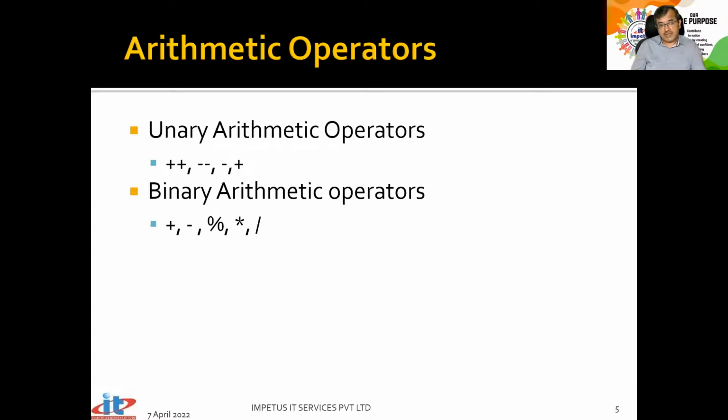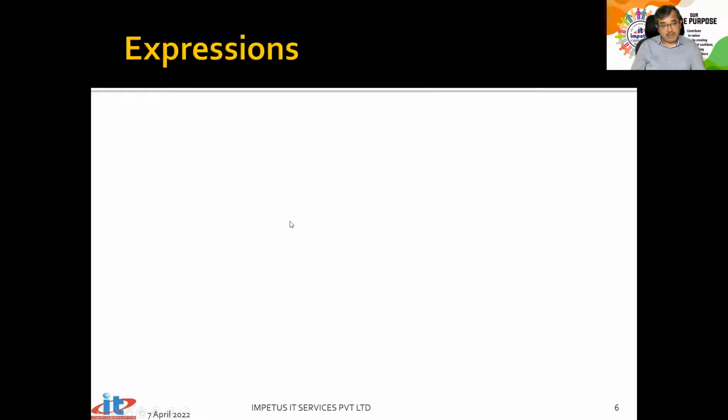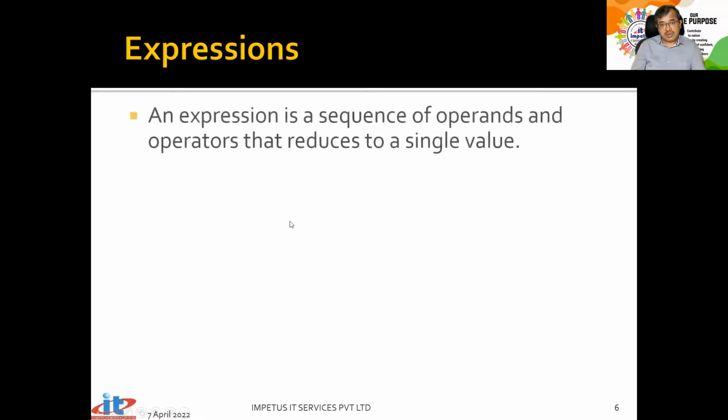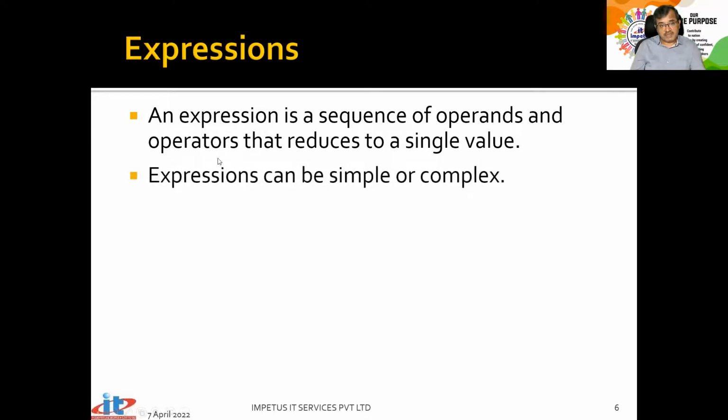So we have this arithmetic unary plus and minus. But then we also have to discuss plus plus and minus minus, or plus, minus, into, divide, mod, we have to discuss these also. So currently we have seen unary operators. An expression is a sequence of operands and operators that reduces to a single value. So we wrote a plus b, so see, a and b are operands. Plus is an operator. I wrote 10 plus 5, so 10 and 5 are operands and plus is an operator. So what will be the answer of 10 plus 5?